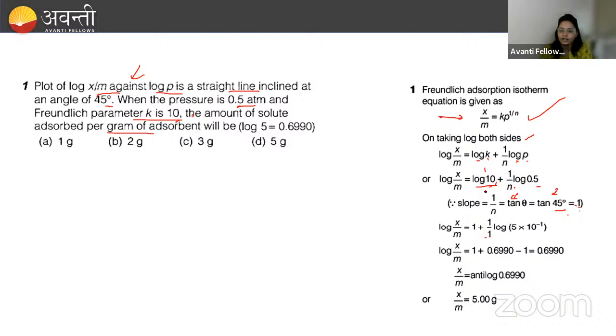तो मैंने क्या किया कि ये जो यहाँ पे 1 था, इसको यहाँ पे मैंने ट्रांसफर कर दिया, log of x by m = 1 + 1 log of this 0.5, 5 into 10 raised to minus 1. ठीक है, यहाँ पे देखिए इस तरह से इक्वल टू साइन यहाँ पे आएगा, ये 1 प्लस ये 1 by 1 log ऑफ 0.5 को मैंने लिख लिया 5 into 10 raised to minus 1 फॉर माई सिंप्लीफिकेशन.